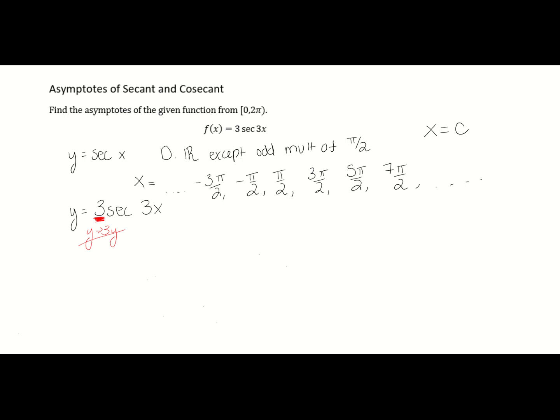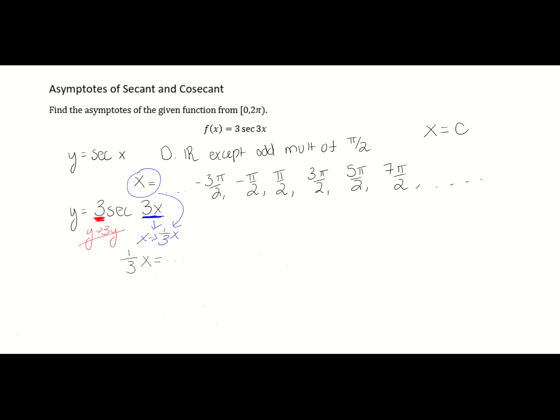Next, you want to look here, and this is the 3x, and this is going to be a horizontal shrink, and you're going to take your x's and shrink them by a factor of 3. So multiply all your x's by 1/3. Well, because your asymptotes are x equals, this is going to affect them. So what you're going to do is take all your asymptotes and multiply them by 1/3.